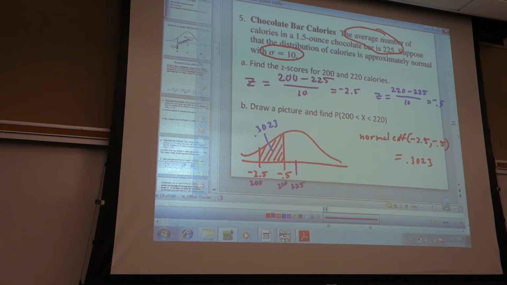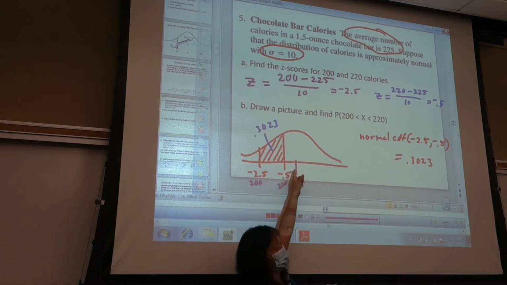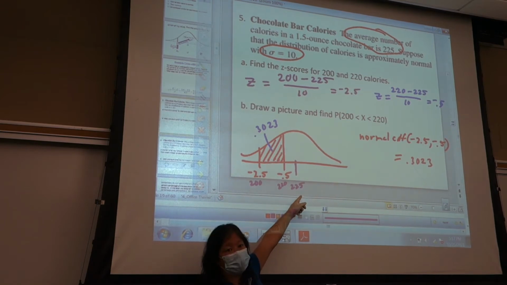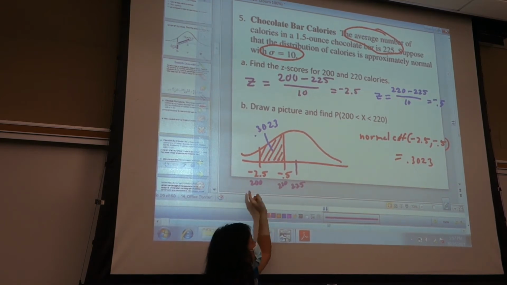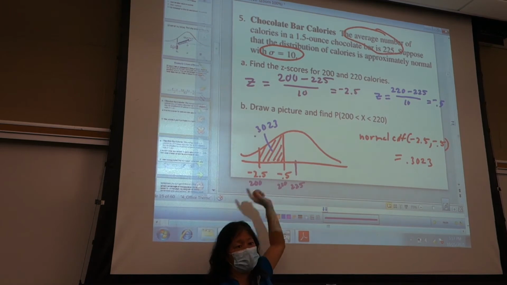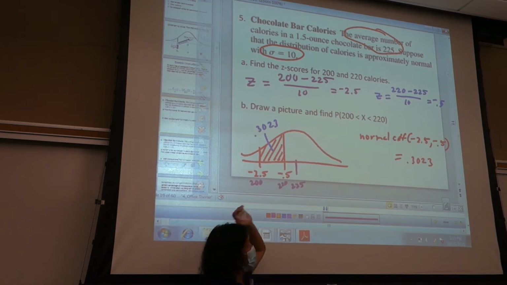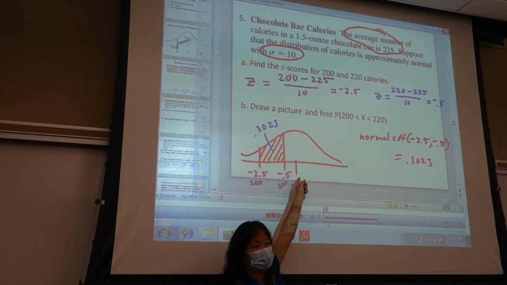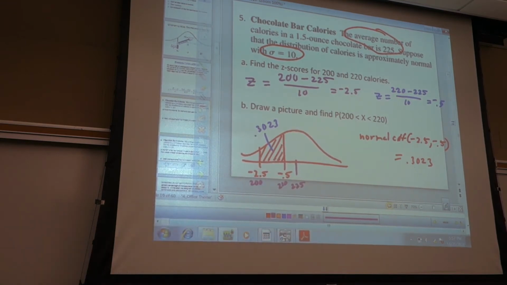But remember, the x values are a different row than your z-scores. Don't mix and match them. Don't go comparing 200 to a z-score of 0. Compare 200 to a mean of 225. Are you talking about calories or z-scores? They're two different things. Everybody with me? Yeah. So these are calories. These are z-scores. Okay. Good.